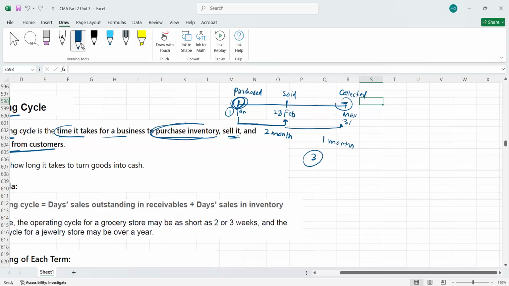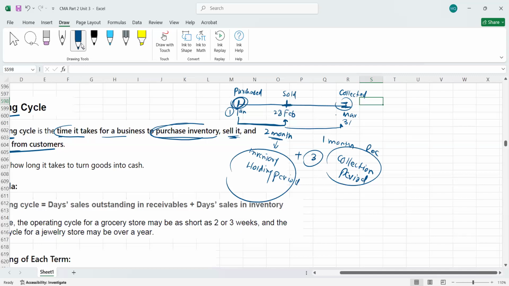The inventory holding period is from January 1st till 28th February. So these 2 months are called the inventory holding period. It has other names also. I told you last time that I'll explain it again. And from the point of sale till the collection of cash, this is called the receivable collection period. When we add these two periods, the inventory holding period plus the receivables collection period, this duration is called your operating cycle.